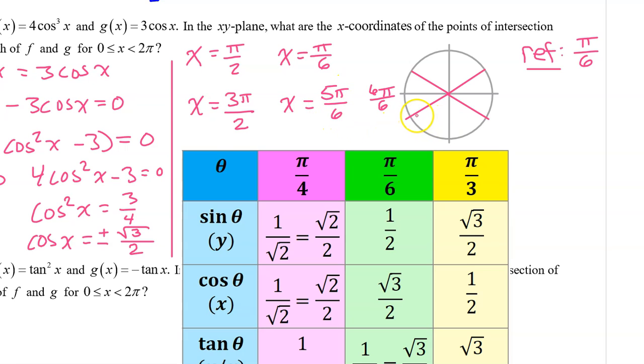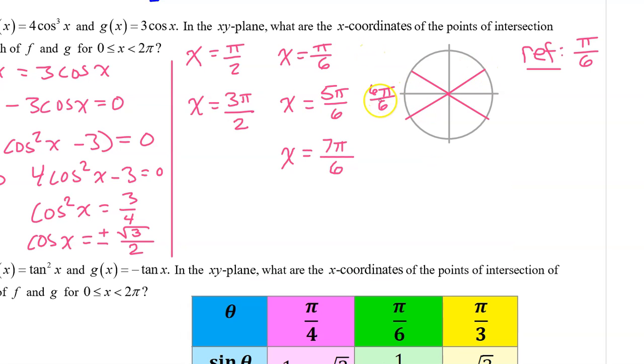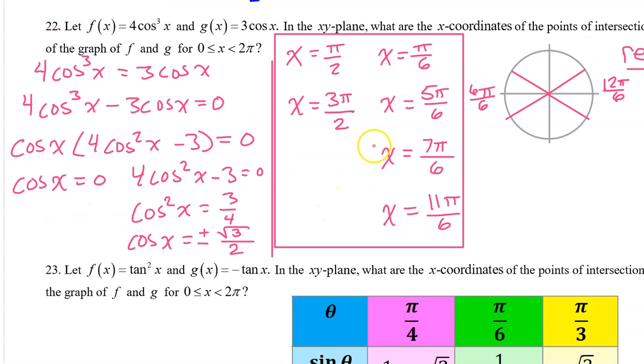The angle in the third quadrant is 7 pi over 6. Doubling this, we can think of 2 pi as 12 pi over 6. So this angle in the fourth quadrant is 11 pi over 6. So these are the x-coordinates of the 6 intersection points of the two functions on the interval from 0 to 2 pi.